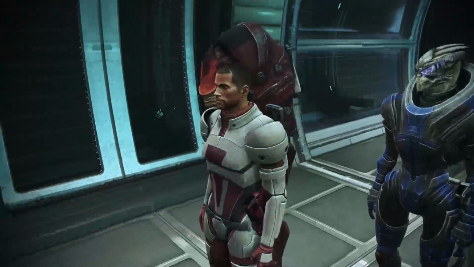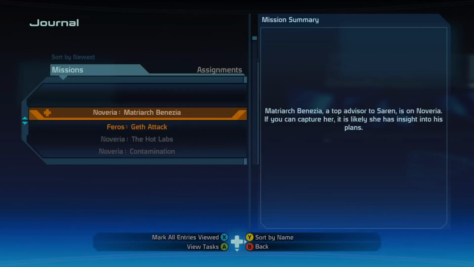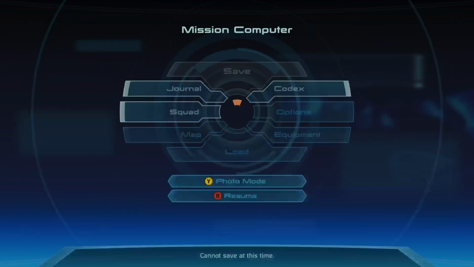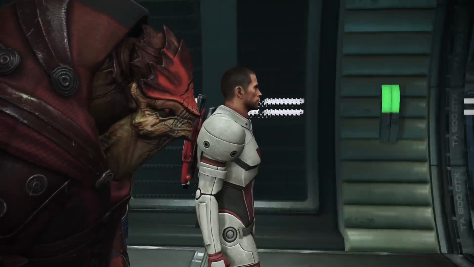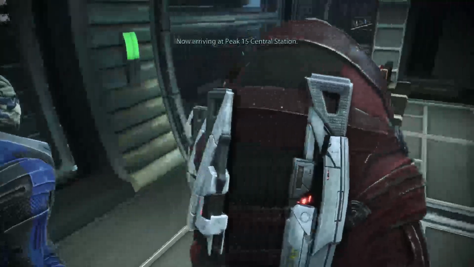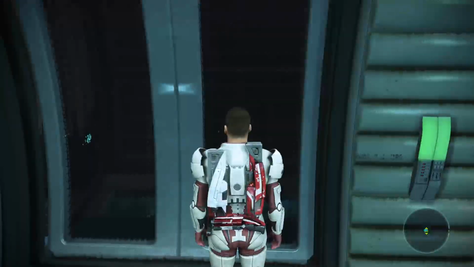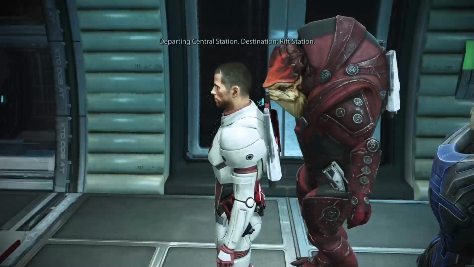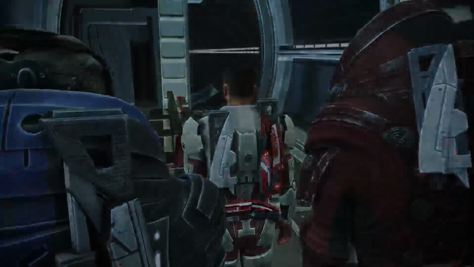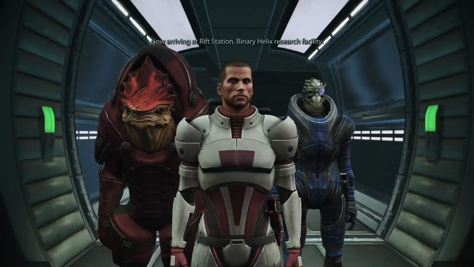Destination, Central Station. Departing Central Station, destination Rift Station. Now arriving at Rift Station, Binary Helix Research Facility.